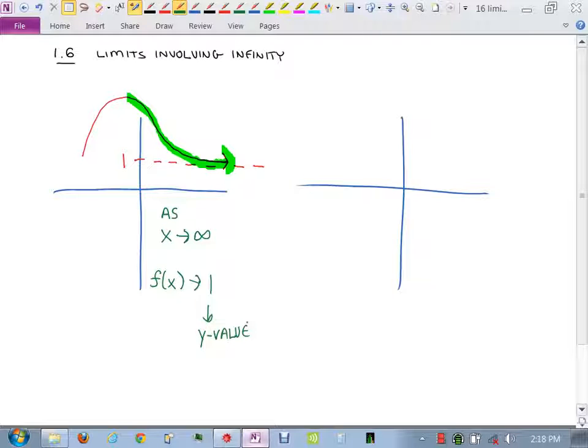So here, x was going to infinity, the function was going to 1, right? X was going out to the right forever, the function was headed towards a number. Does it ever necessarily get to that number? No. Okay.